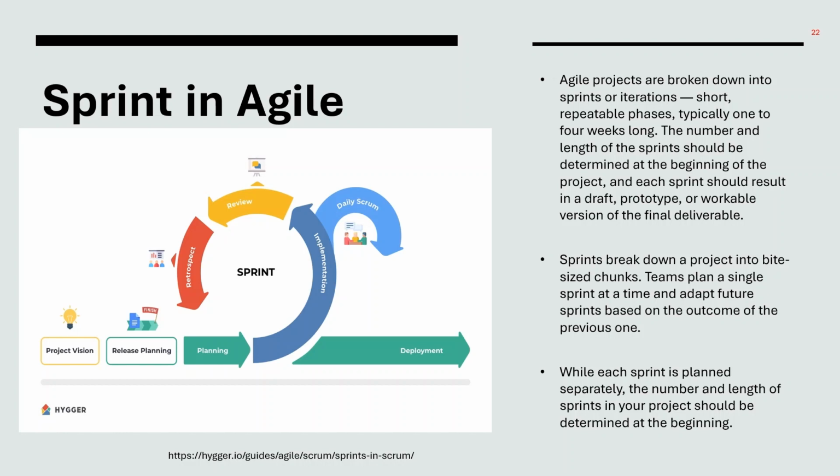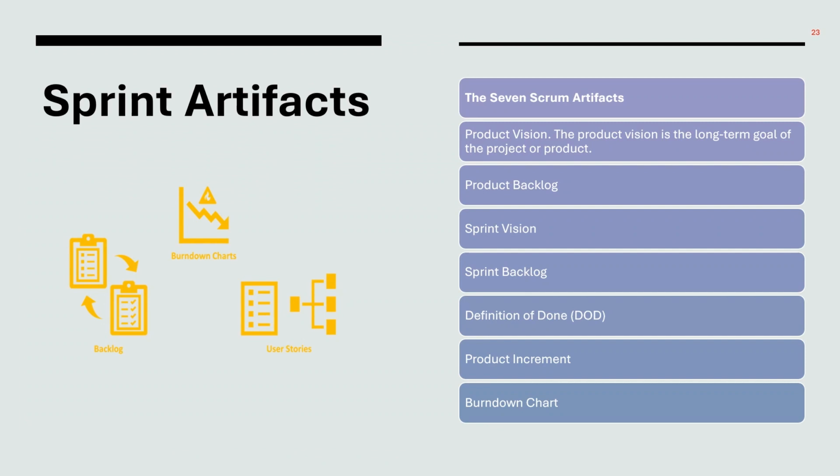Sprint artifacts. These are the three main types of sprint artifacts. They provide information needed during the development of the project. These are the sprint artifacts of my project. First is backlog, then burn down, and user stories.